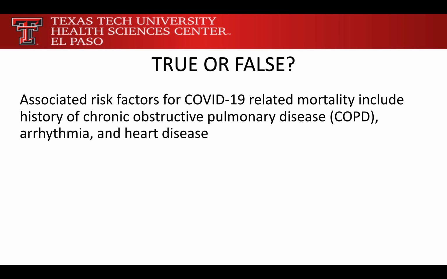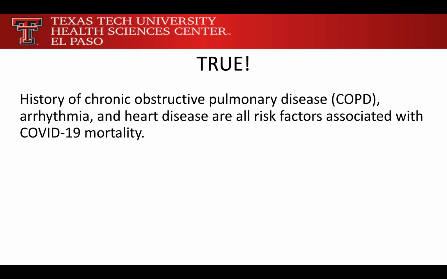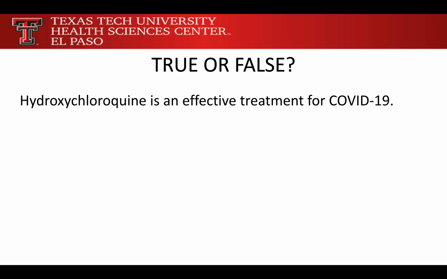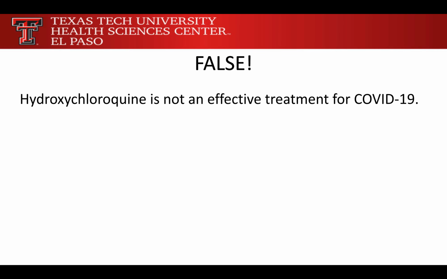True or false? Associated risk factors for COVID-19 related mortality include chronic obstructive pulmonary disease, lung disease, arrhythmia, and heart disease. This is true. All these diseases are risk factors associated with COVID-19 mortality. True or false? Hydroxychloroquine is an effective treatment for COVID-19. This is false. Hydroxychloroquine is not an effective treatment for COVID-19.